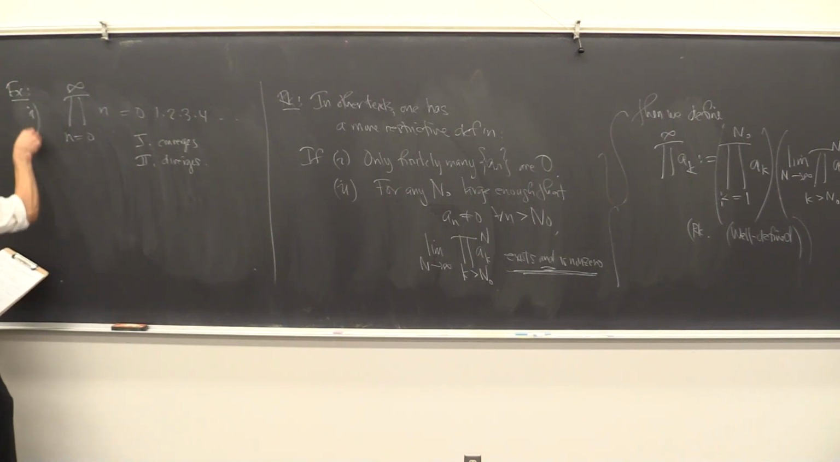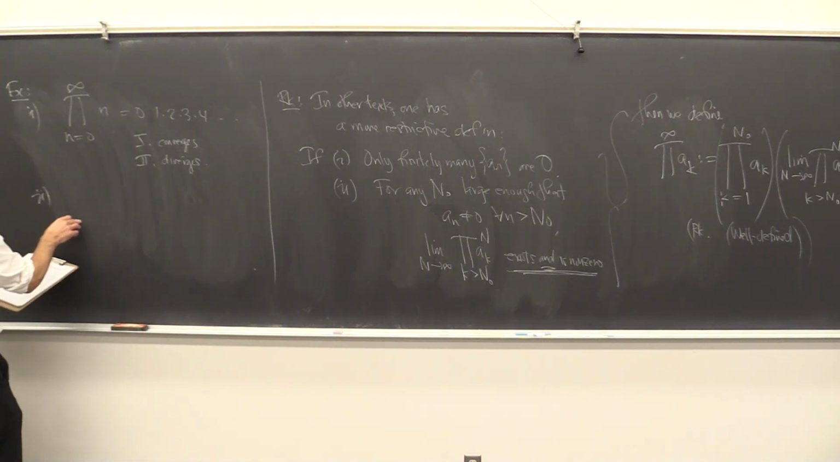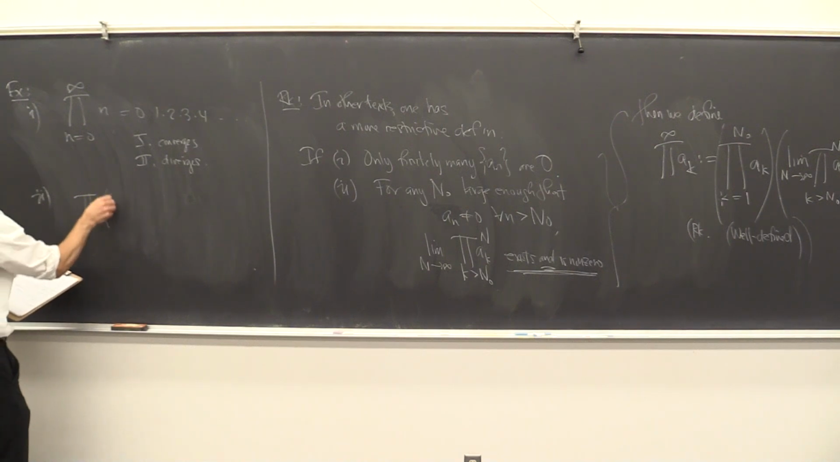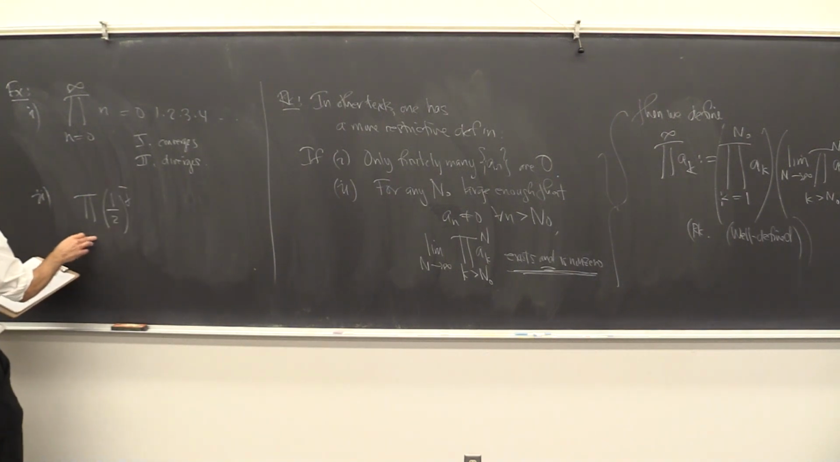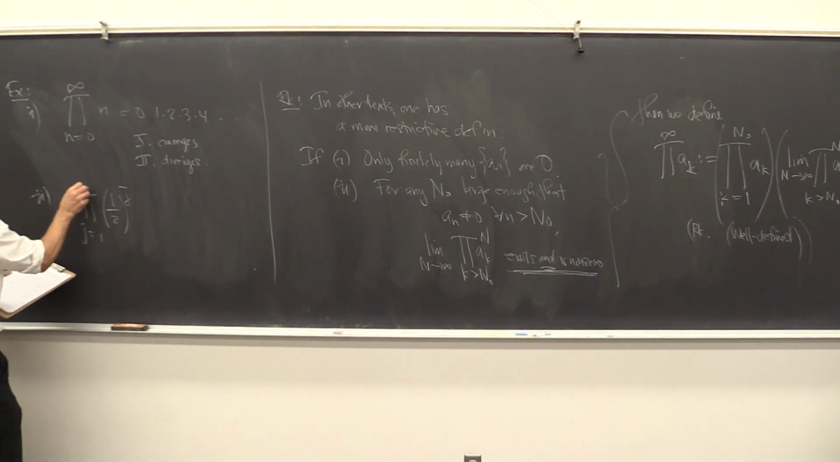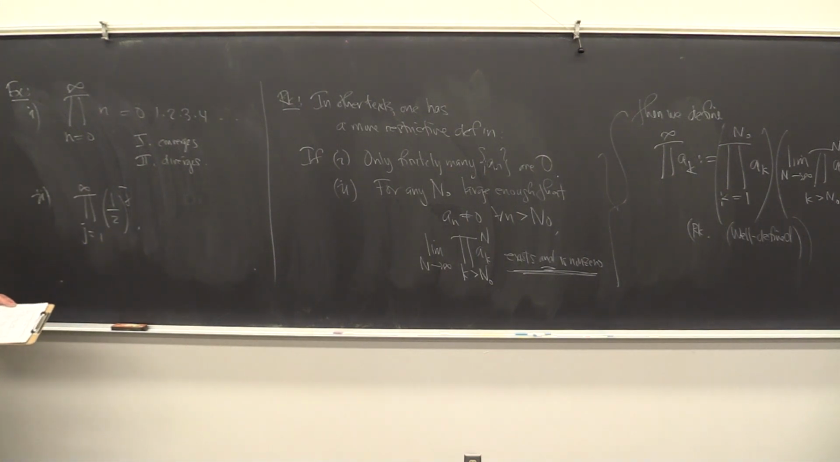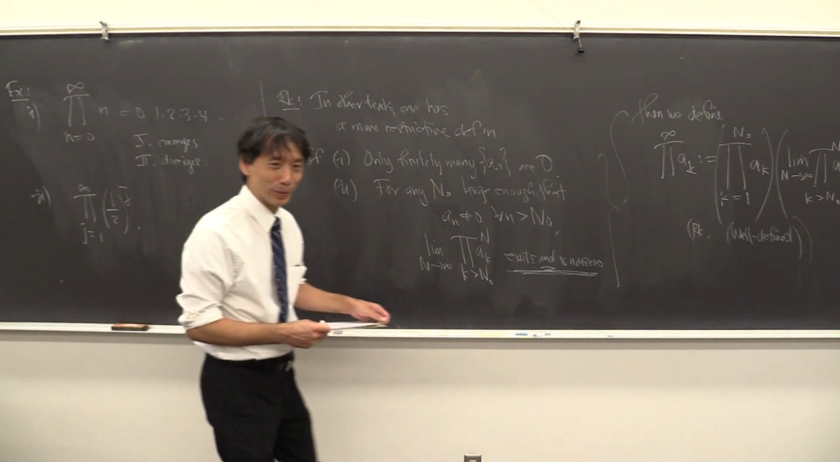Another example. Does this converge or diverge with respect to the two definitions? The product of 1/2 to the j as j goes from 1 to infinity. I'll let you talk to a neighbor.